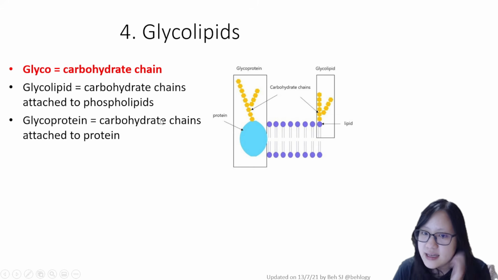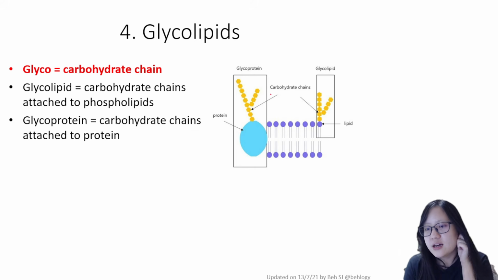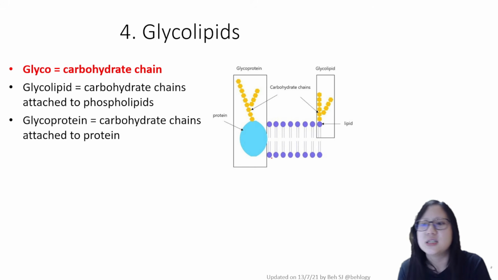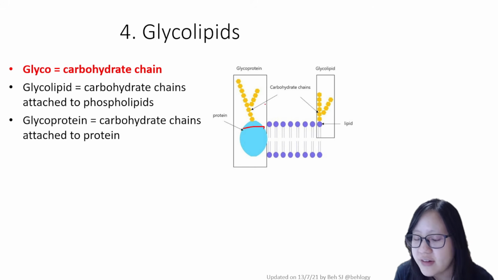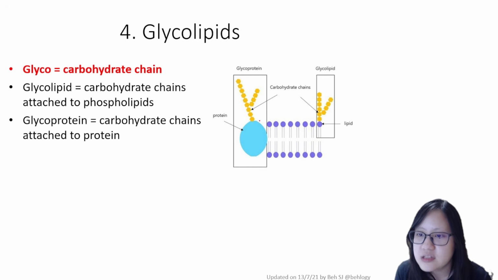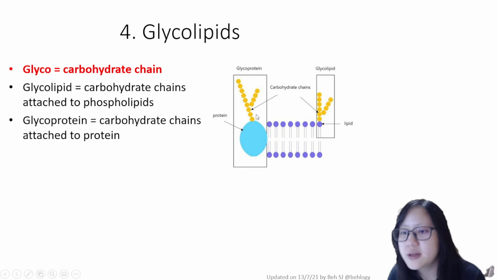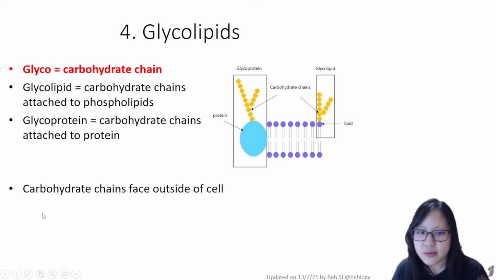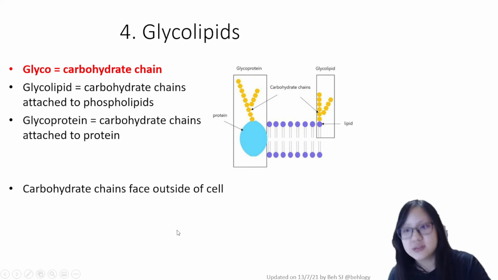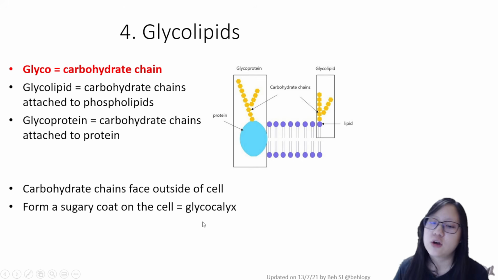Glycoprotein, on the other hand, is carbohydrate chains attached to a protein. You can see the protein here. This looks like an integral protein. It's a transmembrane protein, and this protein would have hydrophobic and hydrophilic regions as well. This area is going to be hydrophobic, and the areas facing outside are going to be hydrophilic. And you can see this carbohydrate chain attaching to a protein, also sticking out of the cell. Carbohydrate chains all face the outside of the cell. And because there's actually quite a lot of them, this forms a sugary coat on the cell called the glycocalyx.